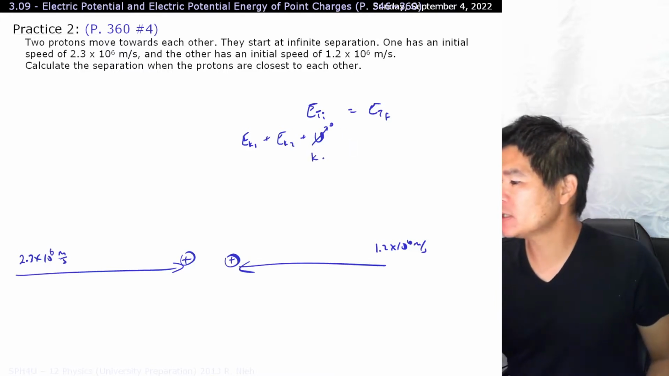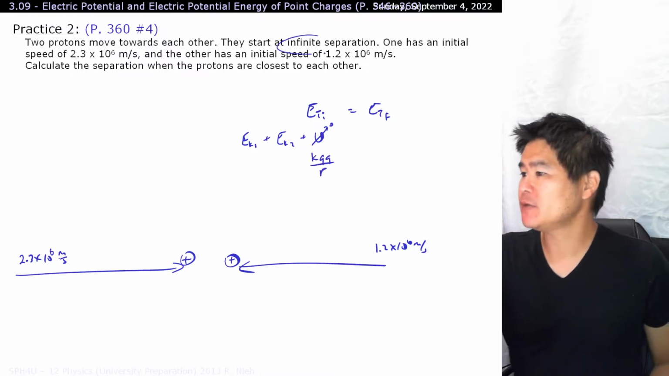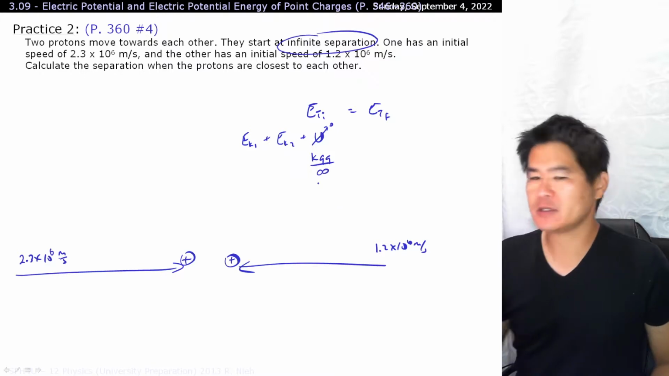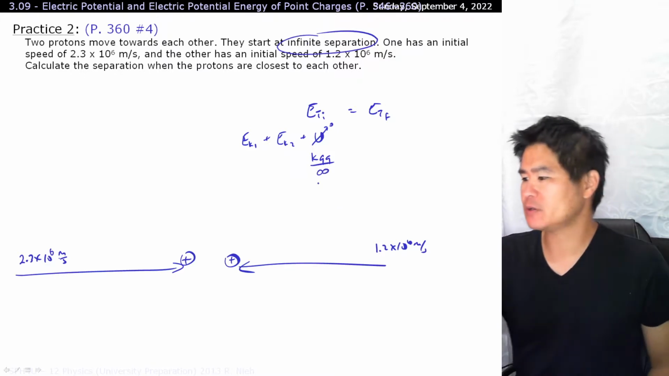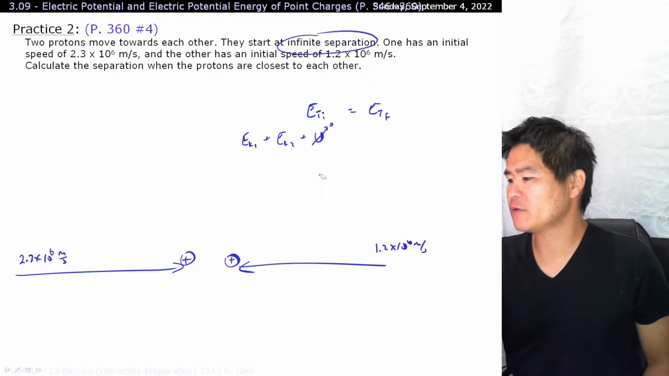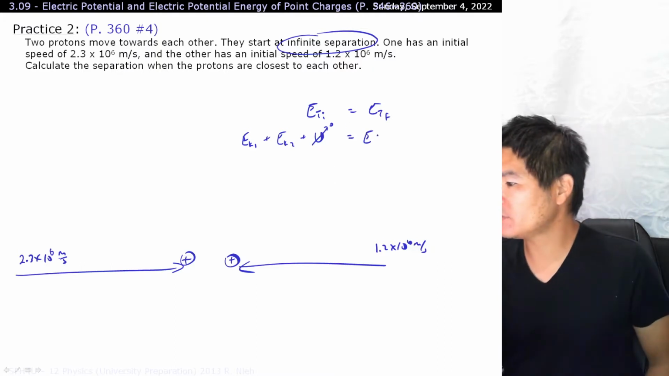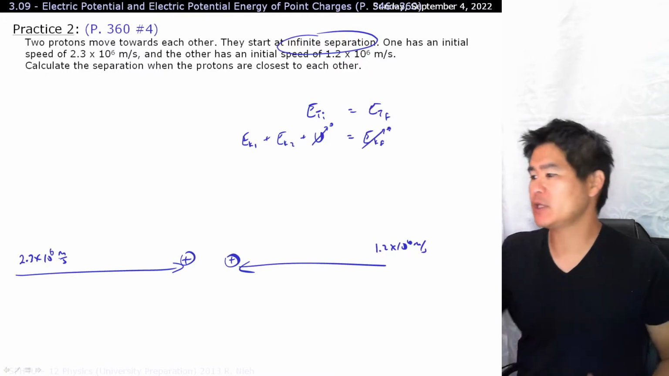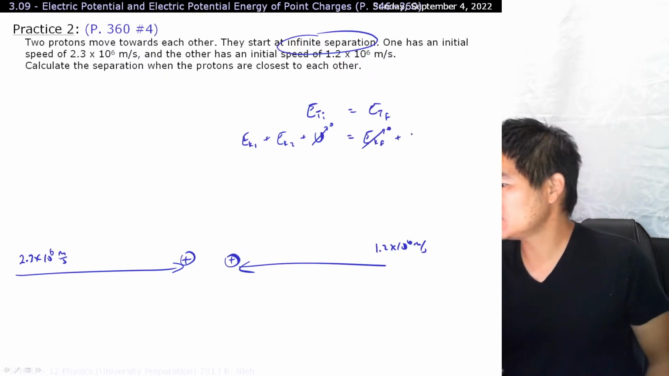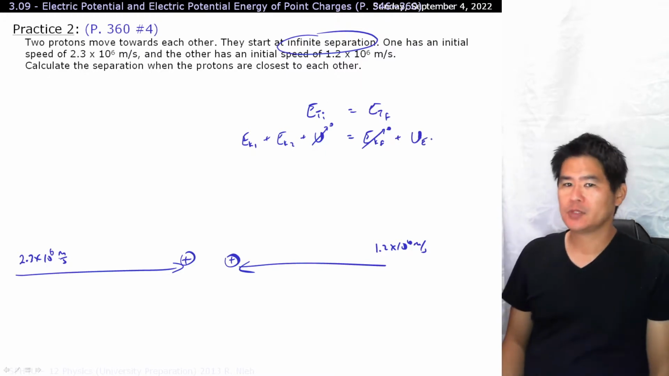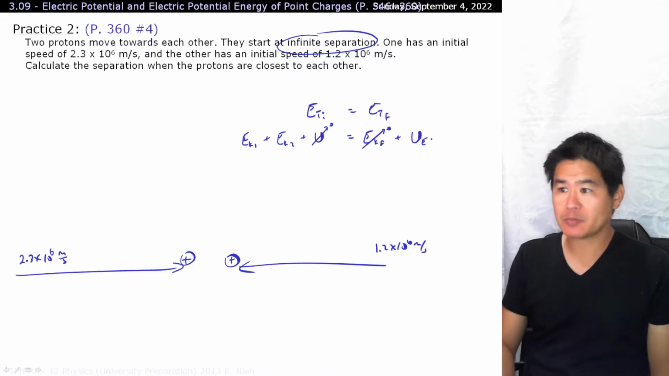Why is that, you're wondering? Because of kQQ over r. If it's from infinite separation, then r is infinity, and anything divided by infinity goes to 0, because they're super far apart from each other. But when they are close to each other, whatever kinetic energy they have at the end goes to 0, because they paused as they are really close, and it is stored in nothing more than just U energy. That's a nutshell of how we're going to solve this problem.